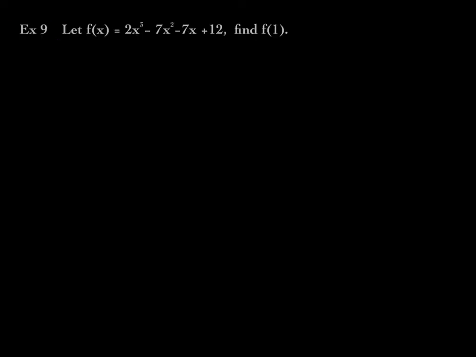Check this out. They want us to evaluate this polynomial function at 1. Now the remainder theorem says that this evaluation, f of 1, will be the same thing as the remainder when you divide. So let's do that. Let's see, degree 3, degree 2, degree 1, degree 0. Okay, so we have everything accounted for. So 2, negative 7, negative 7, positive 12. And my c value is 1.